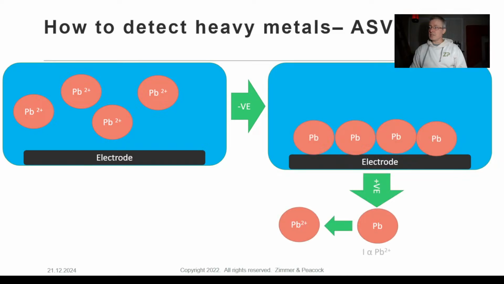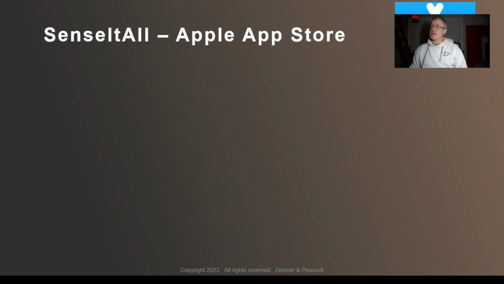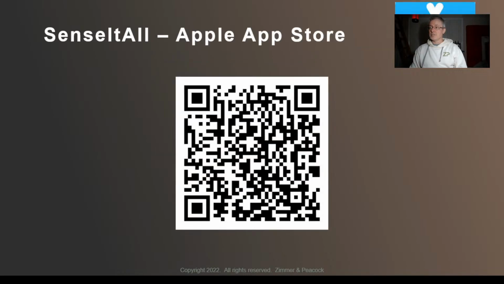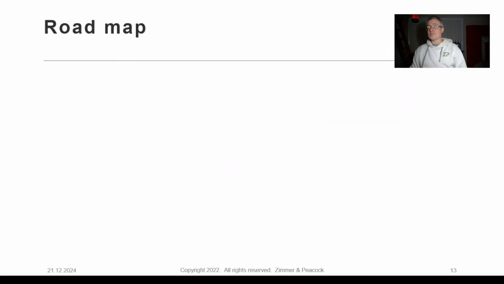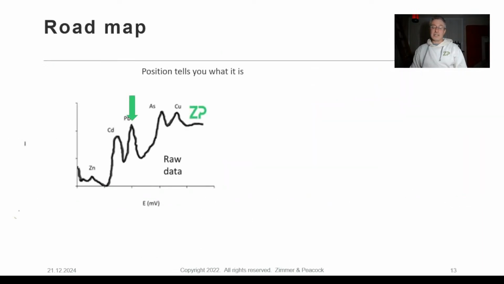But how do we get the specificity? We're using a technique called anodic stripping voltammetry. Just out of interest, if you stop the video, you can actually download these apps on your phone and get a sense of the cloud connectivity that we have on this. But lead has a very distinctive position where when we're doing this kind of work, we can see zinc, cadmium, lead, arsenic, copper. At the moment, we've only unlocked lead, but it's easy to get the specificity because lead has its own anodic stripping voltammogram.